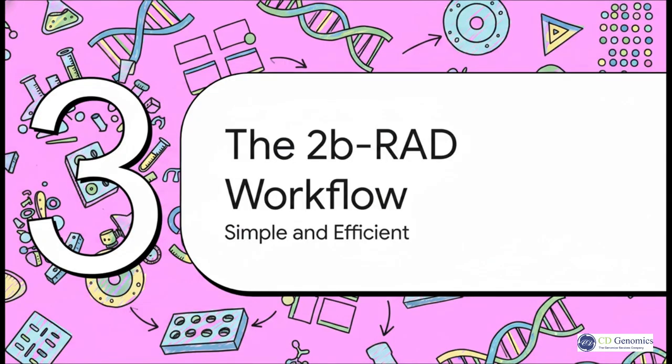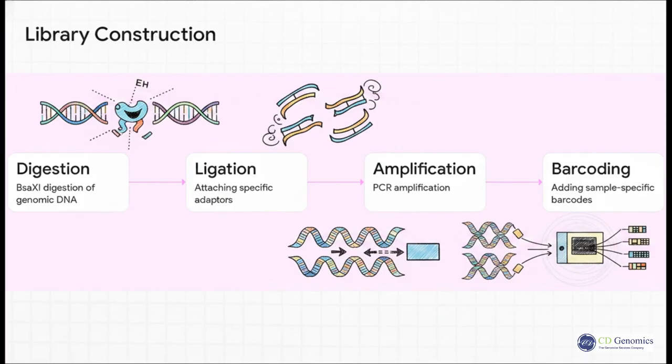Which brings us to Section 3, the 2b-RAD workflow. The library construction for 2b-RAD is wonderfully streamlined into 4 major stages. First up, we have the digestion step, which often uses that BsaXI enzyme we mentioned. Once those uniform fragments are created, we move right into ligation, where specific adapters are attached to those protruding cohesive ends. Step 3 is amplification, utilizing high-fidelity DNA polymerase and a set of primers. And finally, barcoding. These primers actually introduce sample-specific barcodes during PCR, which means we can pool massive amounts of samples together super efficiently for the sequencer.